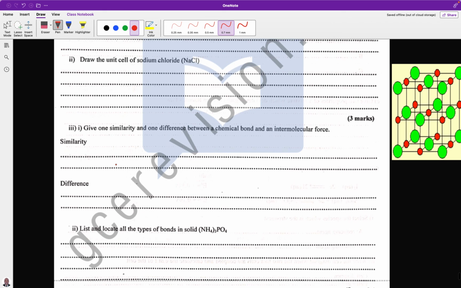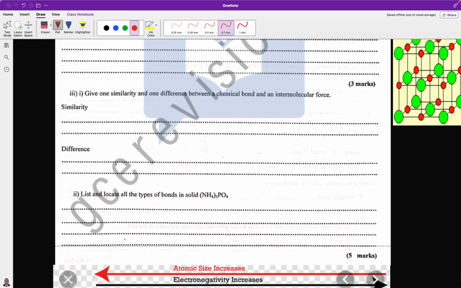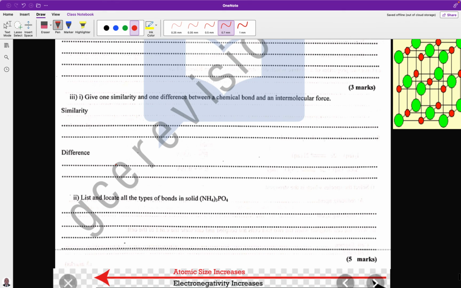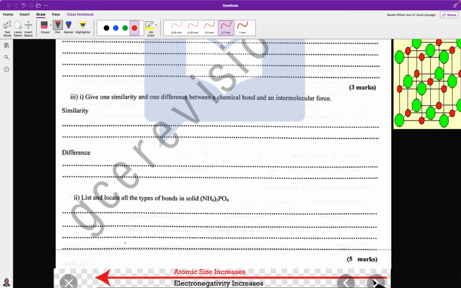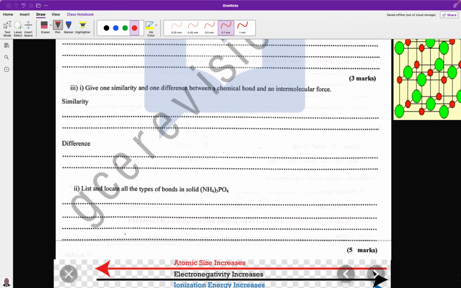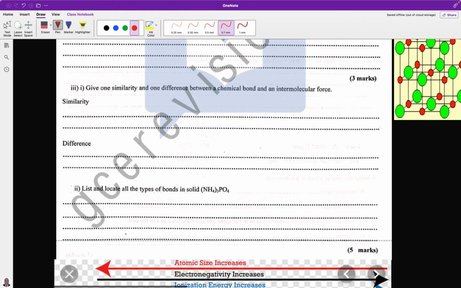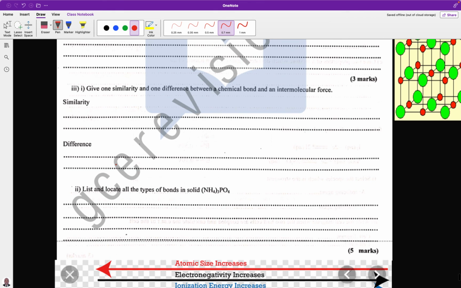Then it takes us to: give one similarity and one difference between a chemical bond and an intermolecular force. What is the similarity between a chemical bond and an intermolecular force? The only similarity is that both the chemical bond and the intermolecular force require energy to bind the atoms, the ions, and the molecules together.